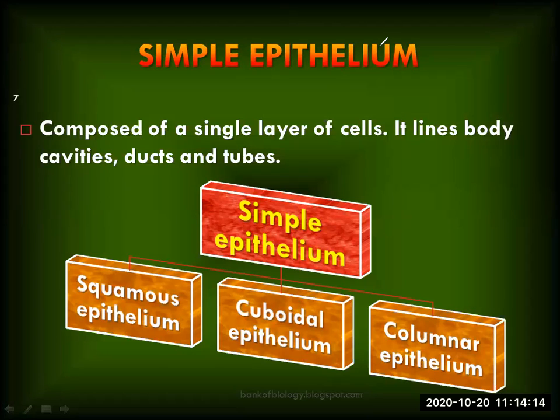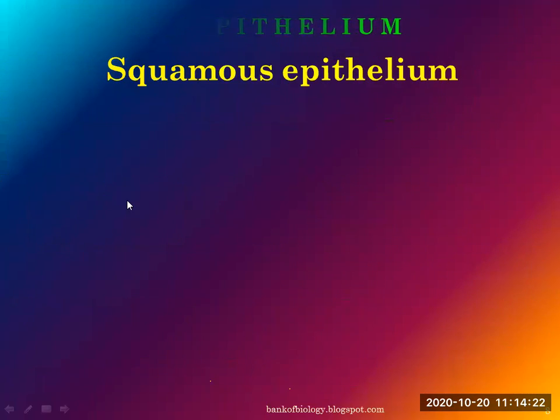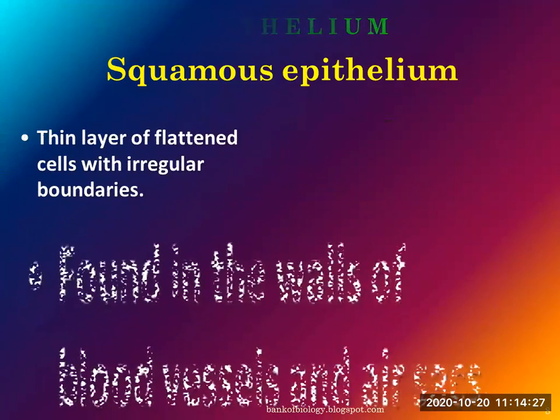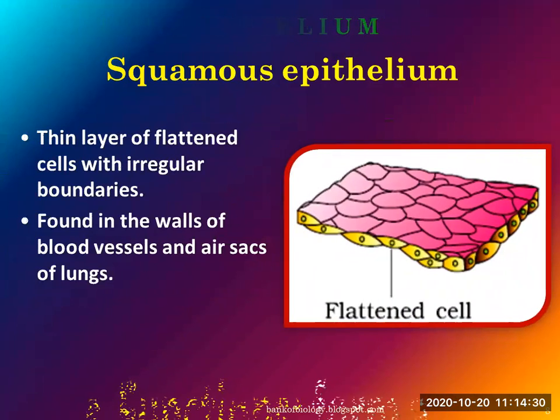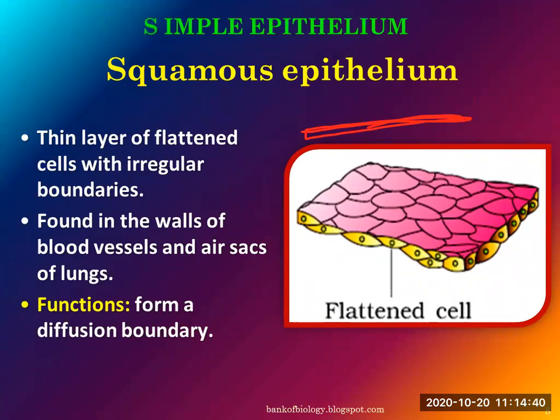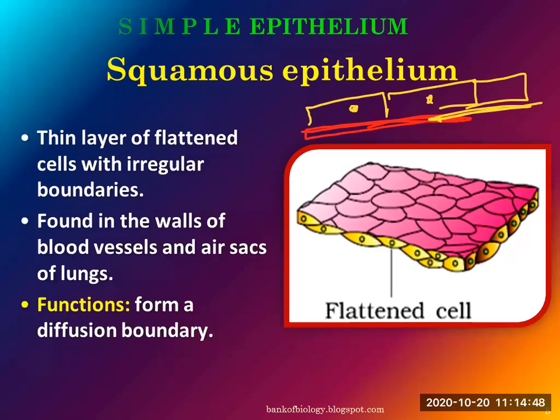Let's talk about the simple squamous epithelium. First of all, let us see its properties. The cells are arranged like the tiles of a floor and lie on the basement membrane as usual. We say simple squamous. See the diagram. The diagram will come as usual in examination.